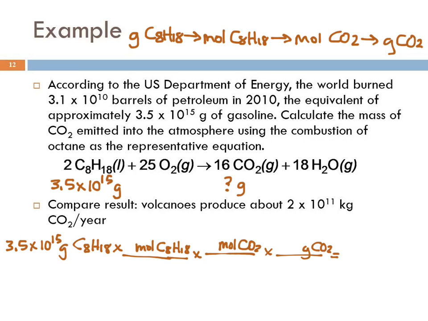And then we do the same thing we did before. We take the previous unit and bring it into the denominator because we want to cancel those guys out. And this will be moles of C8H18. And down here, this is moles of CO2. Any questions?